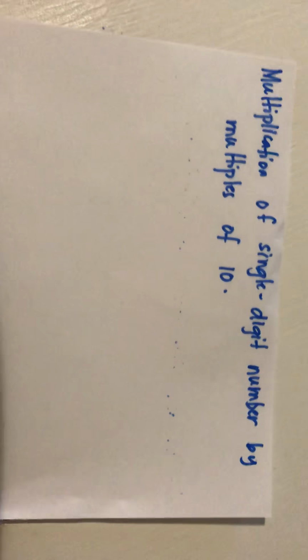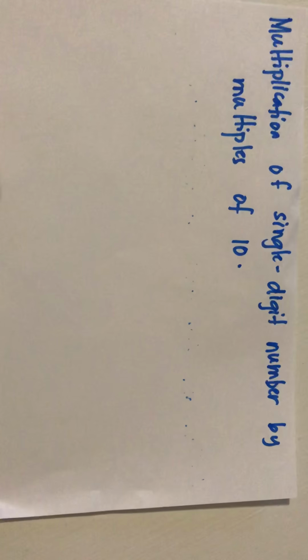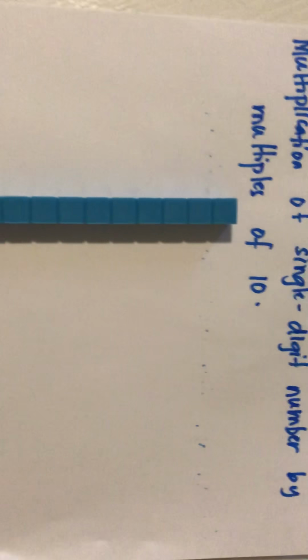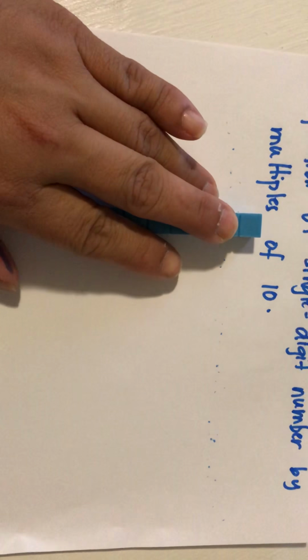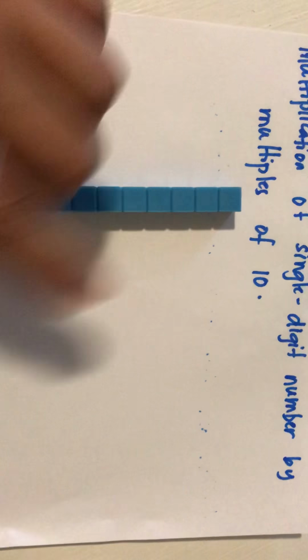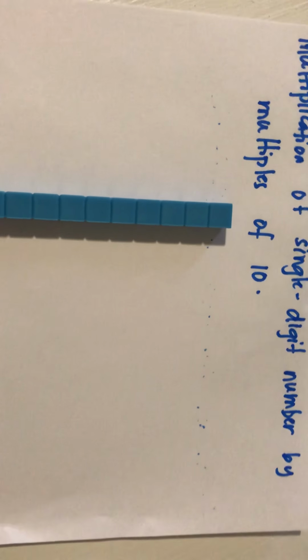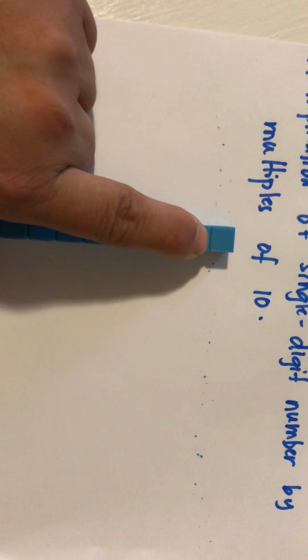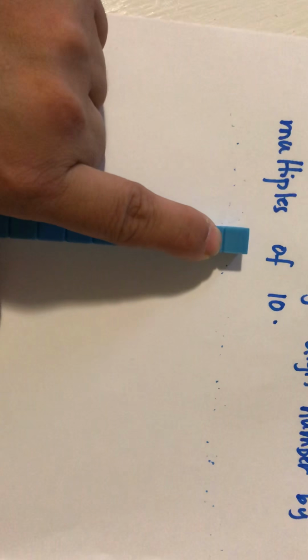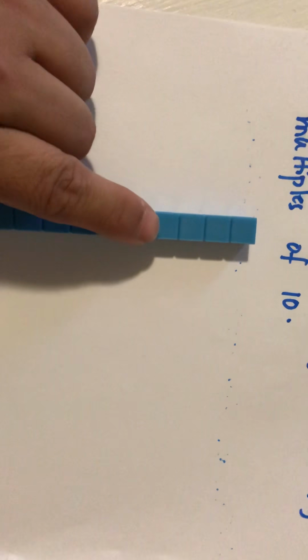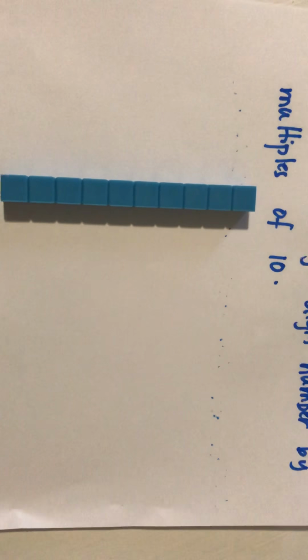So I'm going to show you. You already know what this one is. We know that one, we call it the longs. The longs actually is equivalent of 10 cubes, right? This is equivalent of 10 small cubes. 1, 2, 3, 4, 5, 6, 7, 8, 9, 10, right?